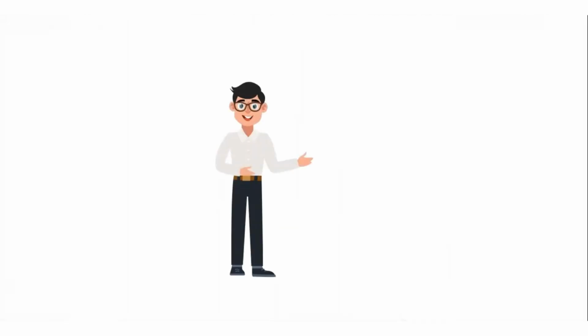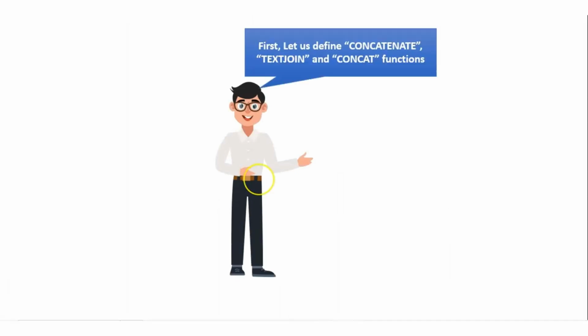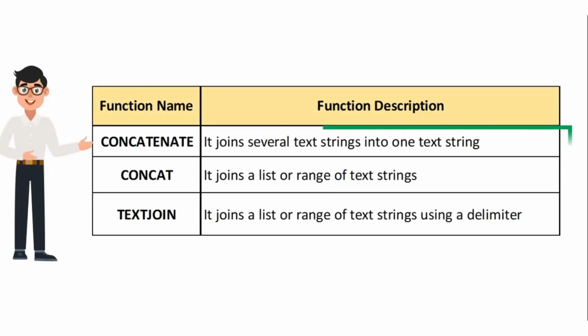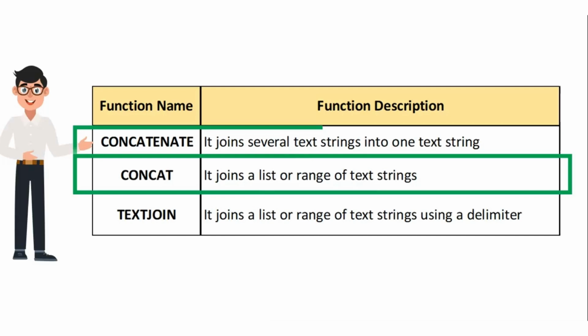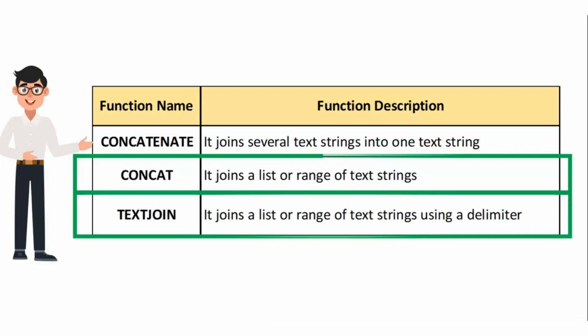Let's start with the function description. Starting with the function concatenate, it joins several text strings into one text string. Range of text strings is not supported. Moving to concat, it joins a list or range of text strings, but it lacks in adding delimiter while concatenation. Moving to TEXTJOIN, it joins a list or range of text strings using a delimiter.